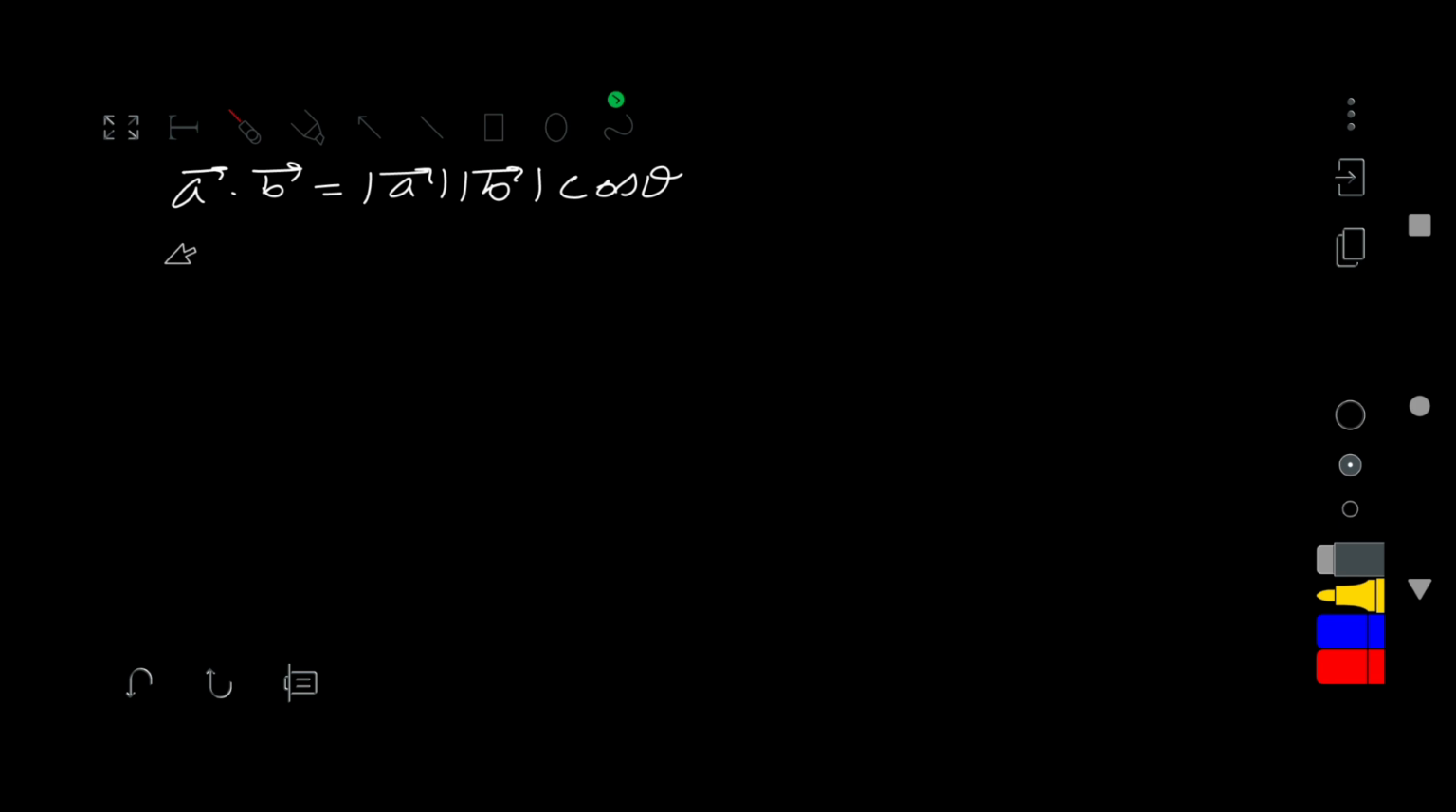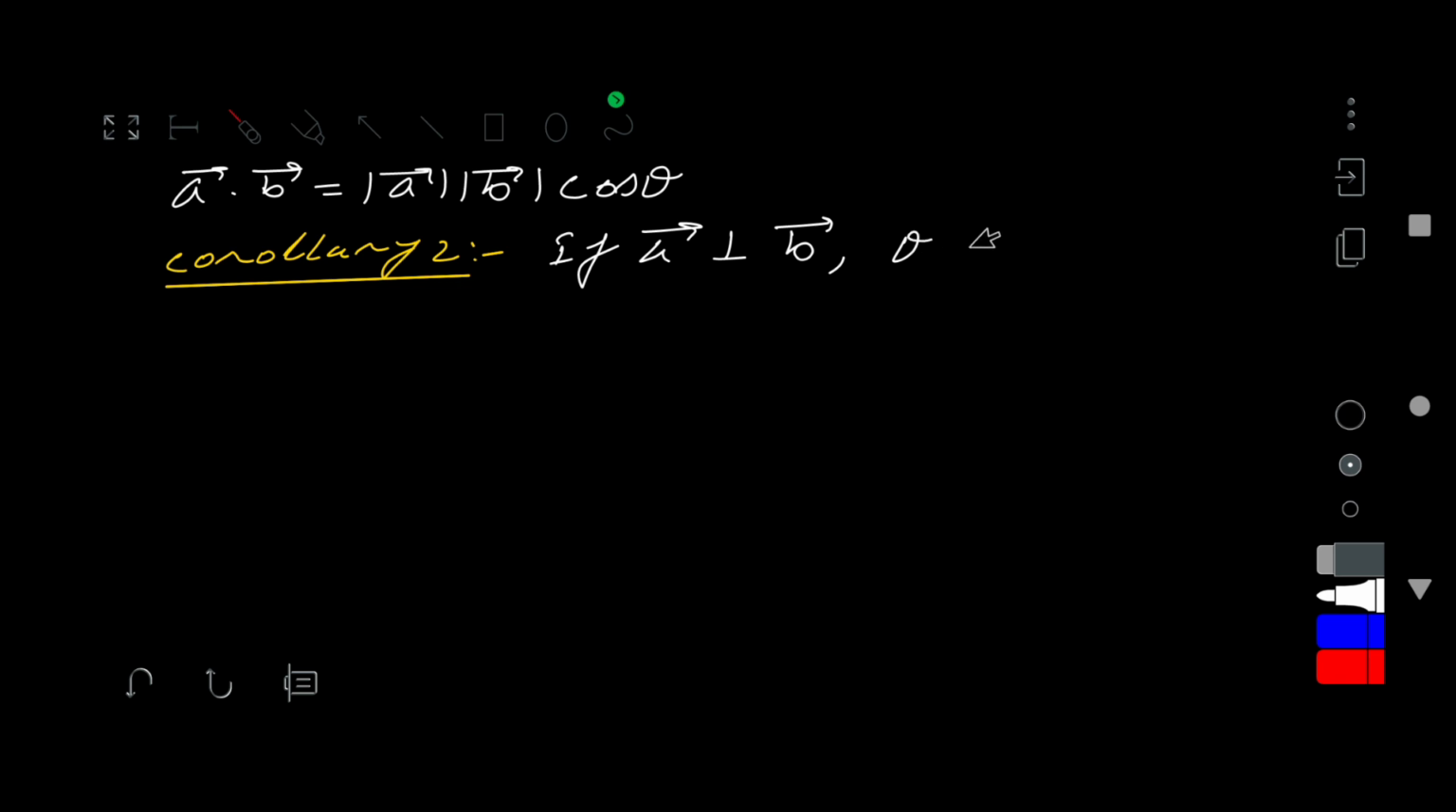Now corollary 2, if vector A is perpendicular to vector B, then theta is equal to 90 degree and cos theta is equal to 0 because cos 90 is 0. So if we substitute cos theta is equal to 0 in this result, we get vector A dot vector B is equal to 0. That means if two vectors are perpendicular to each other, their dot product is always 0.